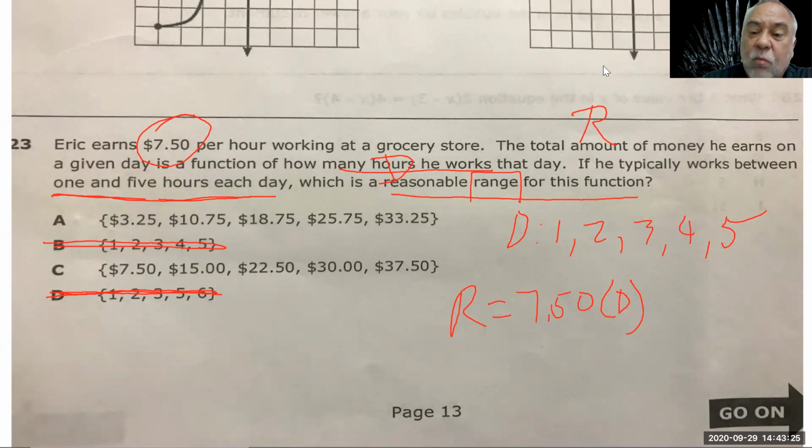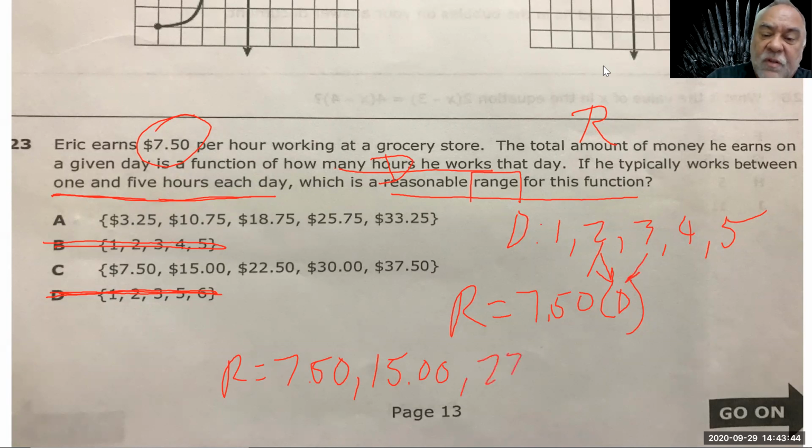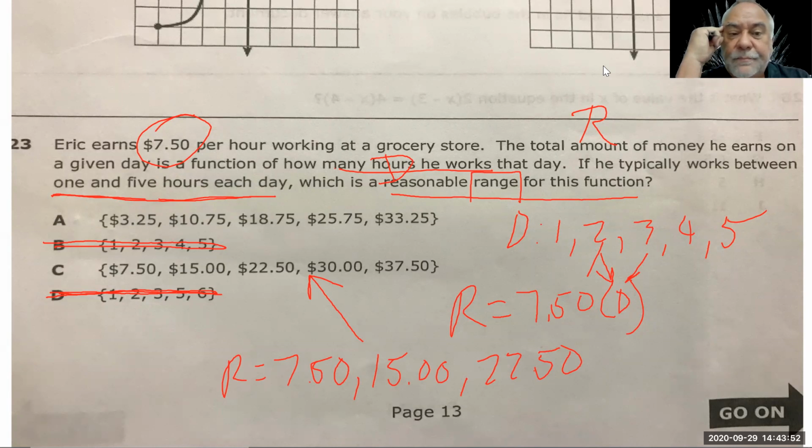Okay, if you plug in 1, you get range is equal to $7.50. You plug in 2 to the domain there, range is equal to $15. You plug in 3, range is equal to $22.50. See where we're going on this? It's answer C right there. Okay? That's how you do that.